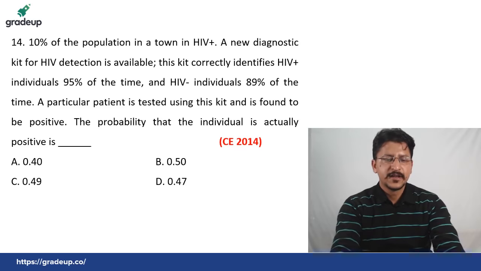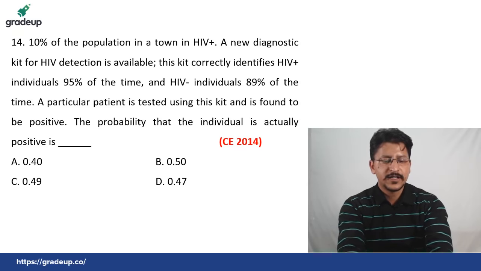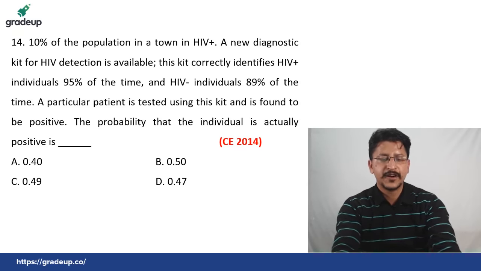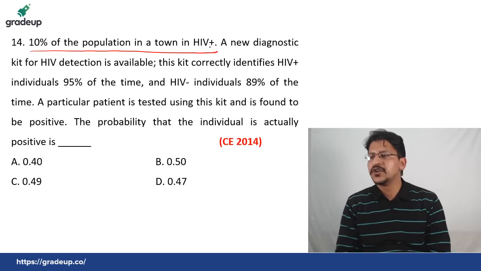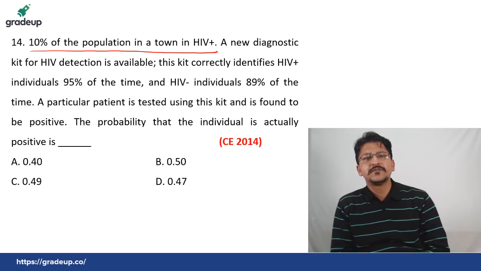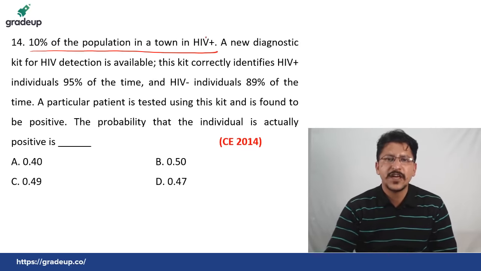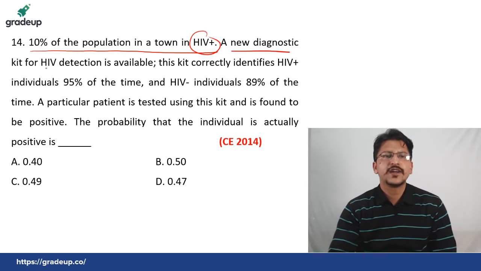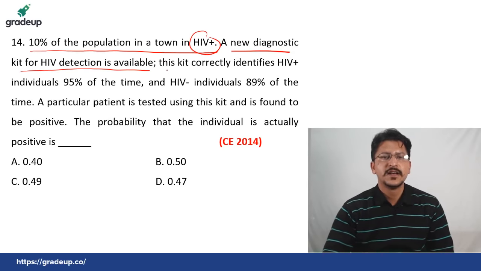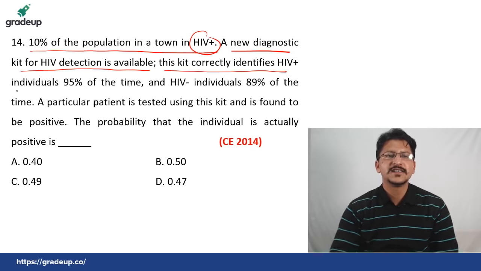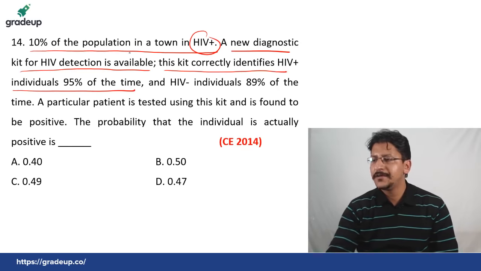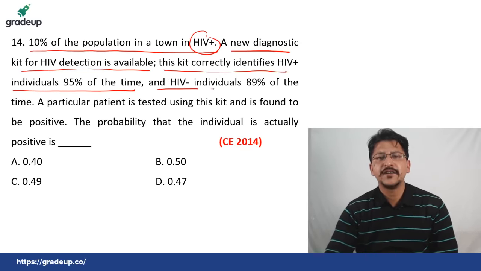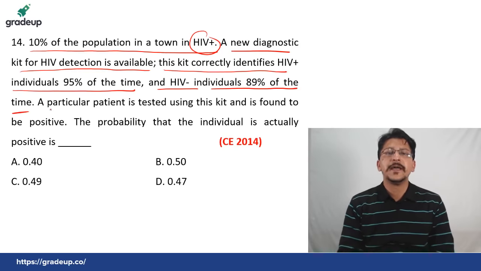Question number 14. Read this problem. What does this say? 10% of the population in a town are HIV positive. This is the actual value that is given. A new diagnostic kit for HIV detection is available. This kit correctly identifies HIV positive individuals 95% of the time and HIV negative individuals 89% of the time.